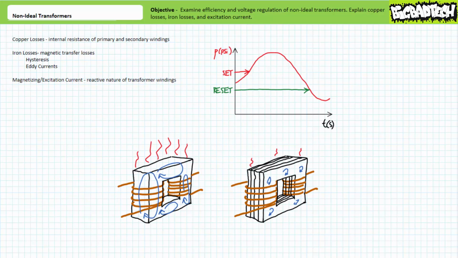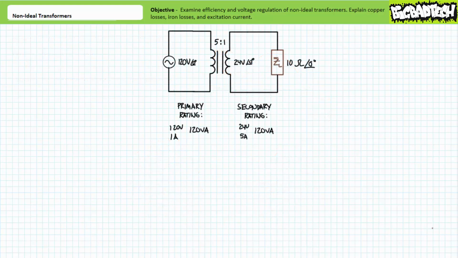Let's see if we can come up with a workable model for a transformer accounting for these realities. Consider a perfectly ideal 5-to-1 step-down transformer powered by 120 volts AC, providing current to a purely resistive load of, let's say, 10 ohms. Given our turns ratio is 5-to-1 and voltage is directly proportional to turns ratio, our given values suggest that the secondary output of this transformer will be 1/5 of 120 volts, or 24 volts.